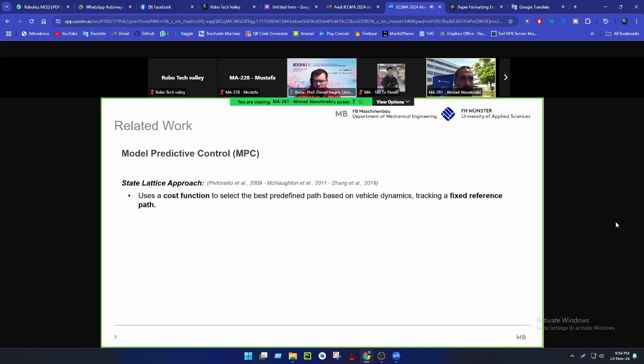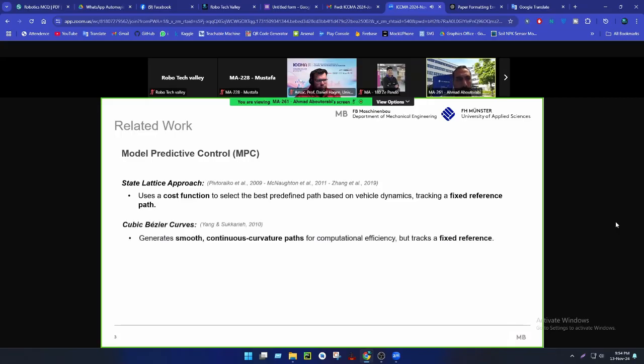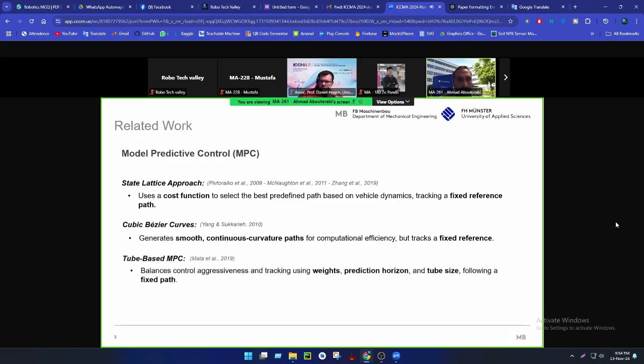One of them is the state lattice approach, in which we use another cost function to select the best trajectory in each situation among all the possible ones, and then we define a fixed reference for each situation to navigate. Young and Sakari used the Bezier spline to define a smoother and continuous curvature to improve computation efficiency. And then for a situation, we will have a fixed reference to navigate.